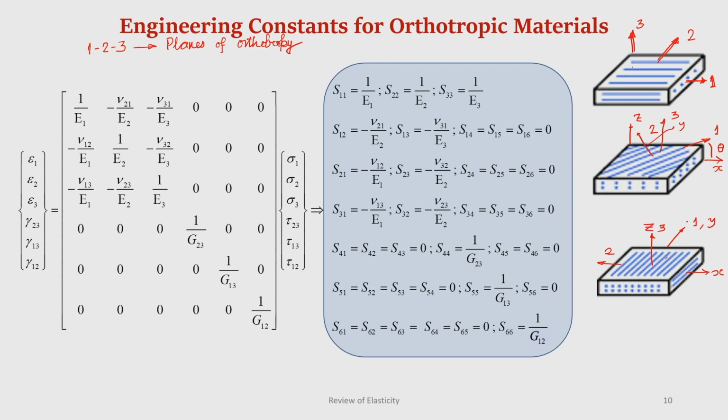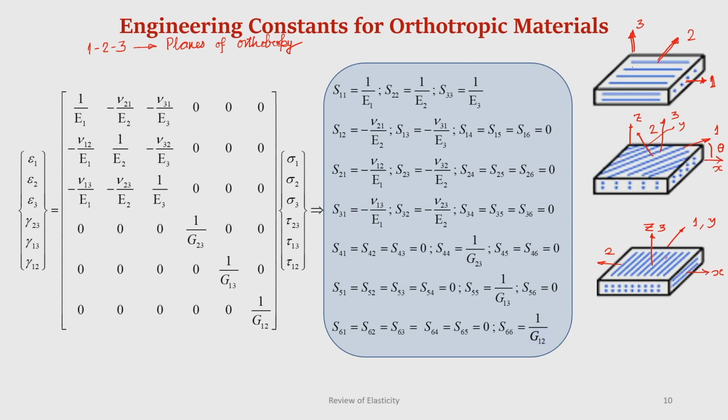So, 1, 2, 3 when we write, these are actually the planes of directions of orthotropy. Okay. 1, 2, 3 are the directions of orthotropy, sometimes also called principal material directions. So, now we can write that S 11 is nothing but 1 by E 1. What is E 1? E 1 is nothing but the Young's modulus along direction 1, E 2 is the Young's modulus along direction 2, E 3 is the Young's modulus along direction 3, and similarly we have the Poisson's ratios and the shear modulus. Okay. So, these are the engineering constants.